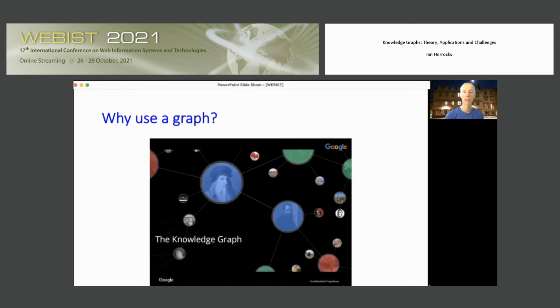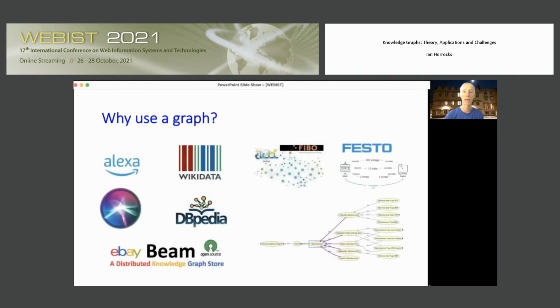Finally, bringing ourselves right up to date, Google have famously developed and increasingly rely on their knowledge graph. And knowledge graphs are increasingly pervasive, not only in personal assistance, e-commerce and the like, but also in many industry applications.